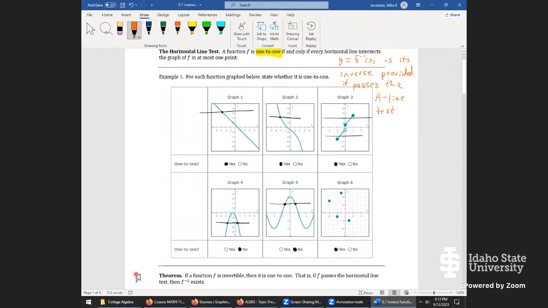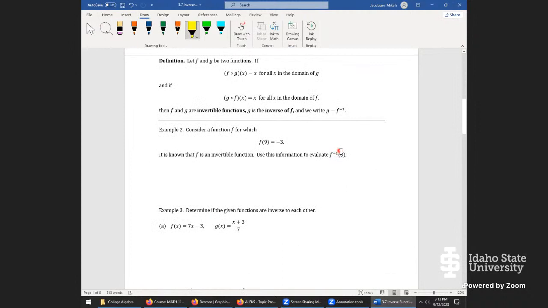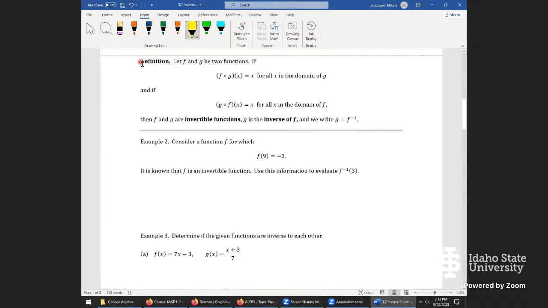Okay, let's go off to, well, I kind of talked through this. We should talk through it as well. All that was saying here on this theorem is if you have an invertible function, then it must be 1-to-1. And so the big takeaway is if you pass the horizontal line test, the inverse will exist. Well, again, we kind of talked through that on the notes right here. But what if we don't have a graph? That's when we're going to be doing this definition here.